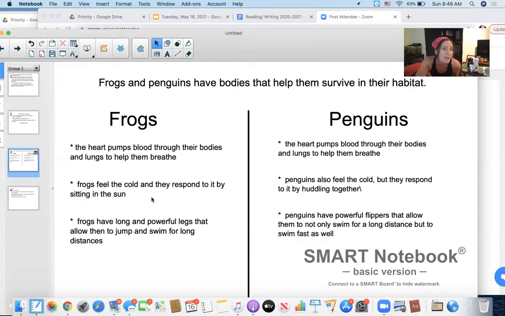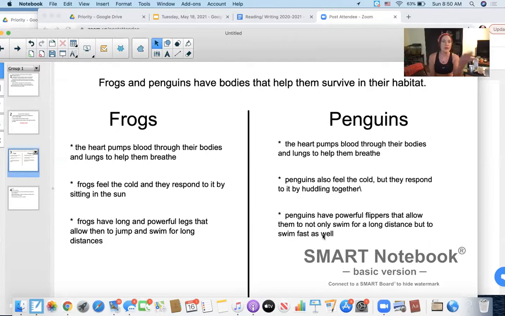Frogs feel the cold and they respond to it by sitting in the sun. Well, penguins also feel the cold, but they respond to it by huddling together. Frogs have long and powerful legs that allow them to jump and swim for long distances. Well, penguins don't have long and powerful legs, but penguins have powerful flippers that allow them to not only swim for a long distance, but to swim fast as well.